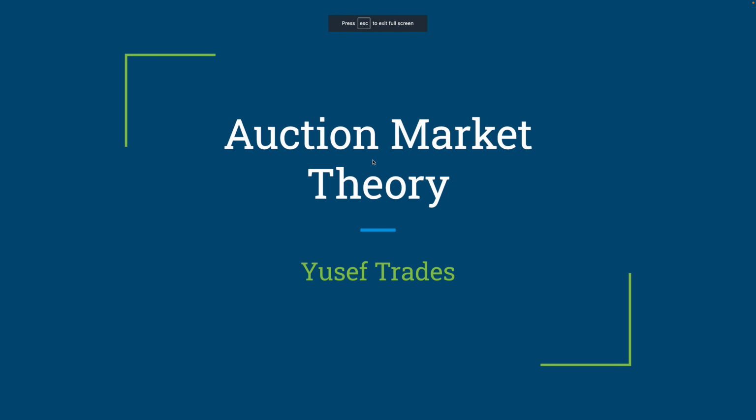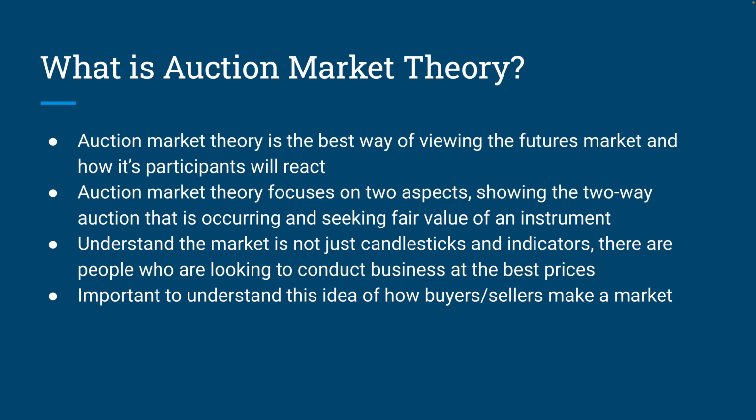So, auction market theory. So what is auction market theory? Auction market theory is the best way of viewing the futures market and how its participants will react. Auction market theory focuses on 2 aspects, showing the two-way auction that is occurring and seeking fair value of an instrument. Understand that the market is not just candlesticks and indicators. There are people who are looking to conduct business at the best prices. Important to understand this idea of how buyers and sellers make a market.